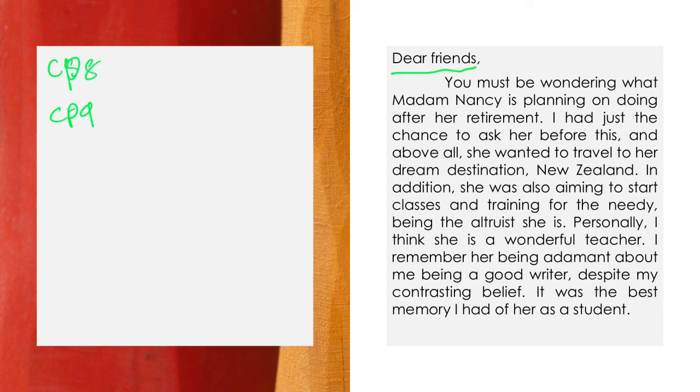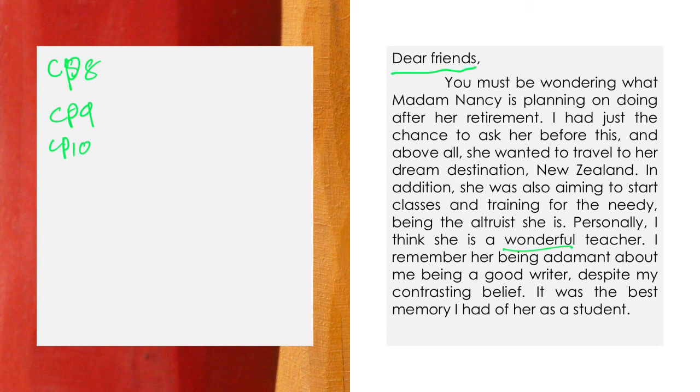We also have the next point, which is opinion of the teacher. Personally, I think she is a wonderful teacher. Being wonderful, just now I used the word amazing when I was going through the question, but over here I use wonderful. Anything that strikes your mind, that would be CP number 10. Put it in a sentence and there you have it, 1 point for you.